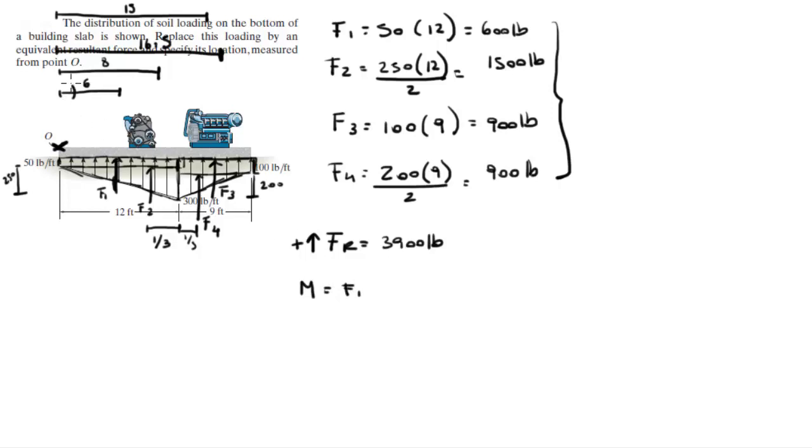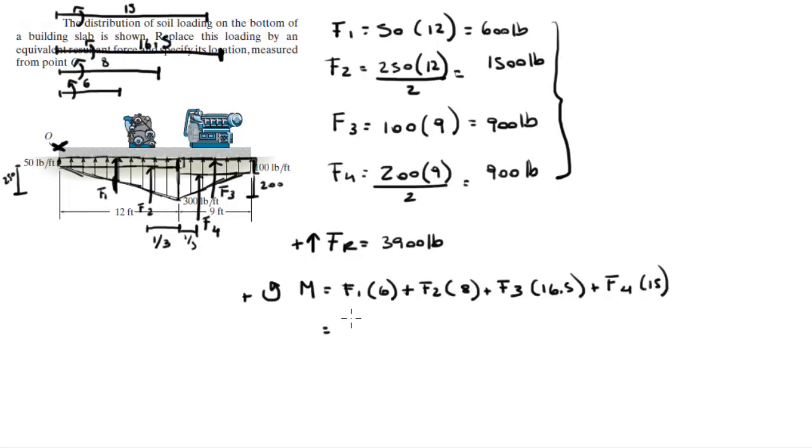F1 times the lever arm that is turning, let's assume counterclockwise is positive. F1 is turning the 6 feet lever arm, plus F2 is turning the 8 feet lever arm, plus F3 is turning the 16.5 feet lever arm, and F4 is turning the 15 feet lever arm. When you plug all the numbers in, you're going to get that the moment is equal to 43.95 kip-feet. I already converted it.